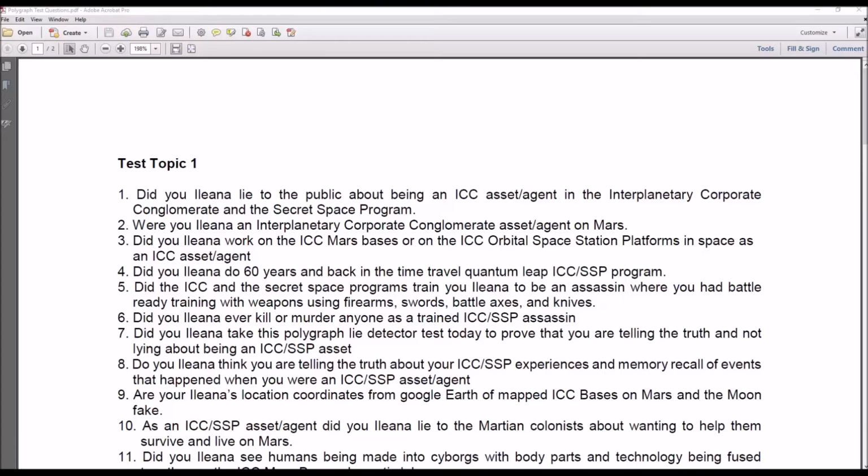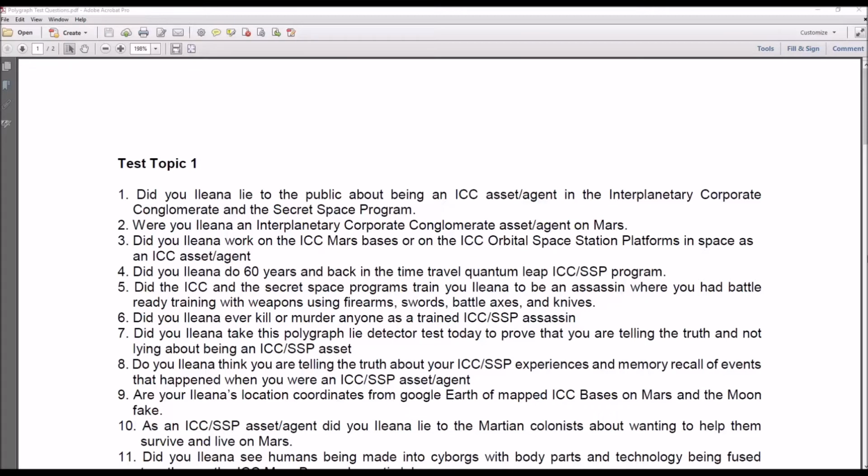Were you, Ileana, an interplanetary corporate conglomerate asset agent on Mars? Yes. Did you, Ileana, work on the ICC Mars bases or on the ICC orbital space station platforms in space as an ICC asset/agent? Yes. Did you, Ileana, do 60 years and back in the time travel quantum leap ICC/SSP program? Yes.